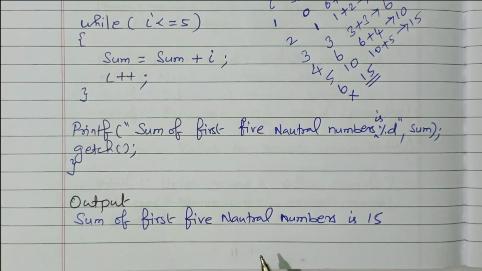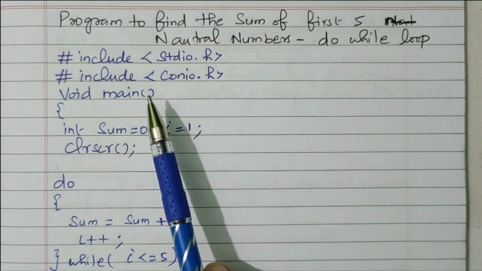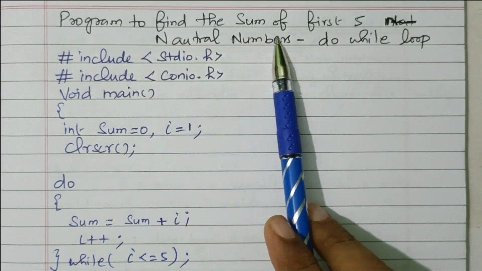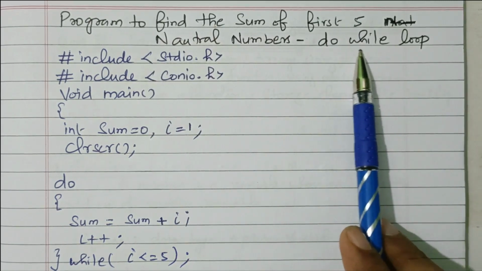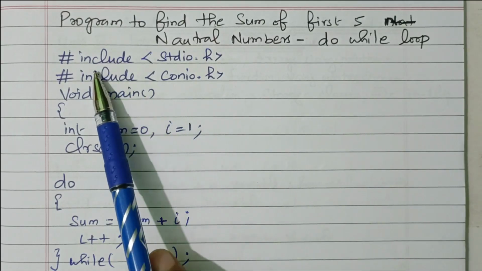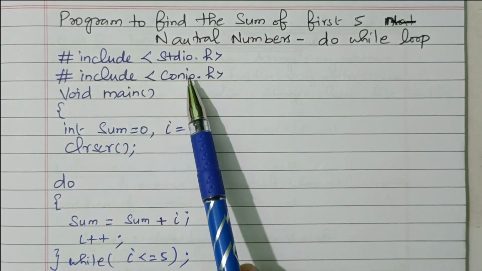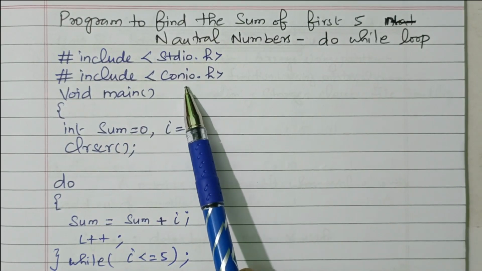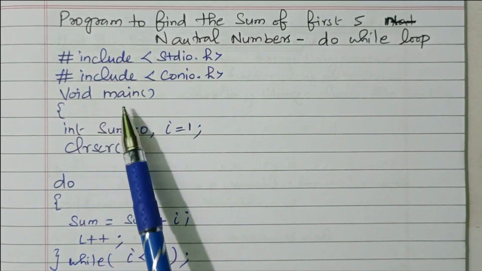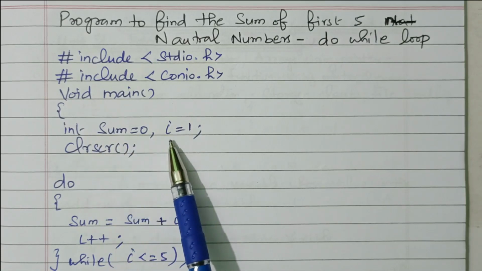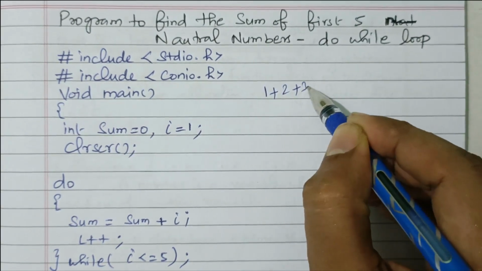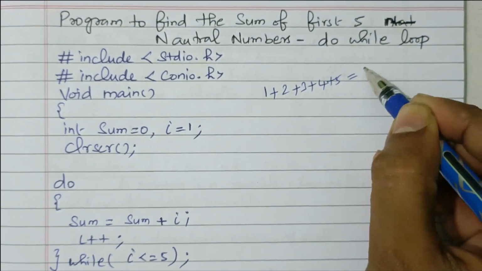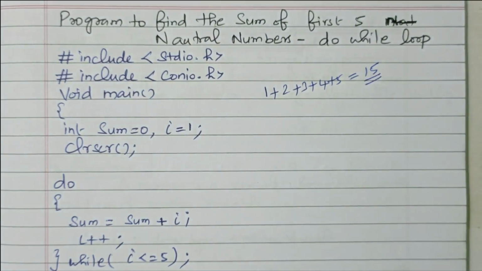Now we'll see the same program to find the sum of first 5 natural numbers using the do while statement. So first include the header files, stdio and conio, standard input output, console input output. Start the main program. Here also the same, sum equal to 0, I equal to 1. What we need to do? 1 plus 2 plus 3 plus 4 plus 5, that is nothing but 15. We need to get the answer 15.